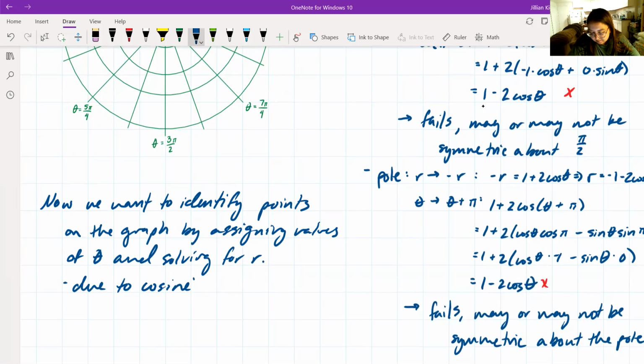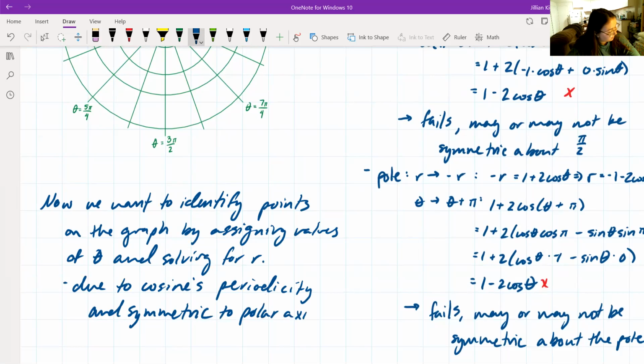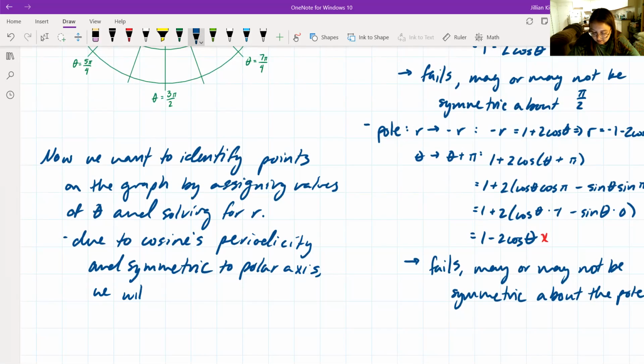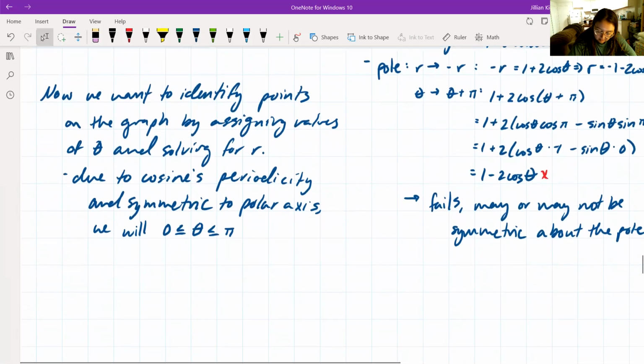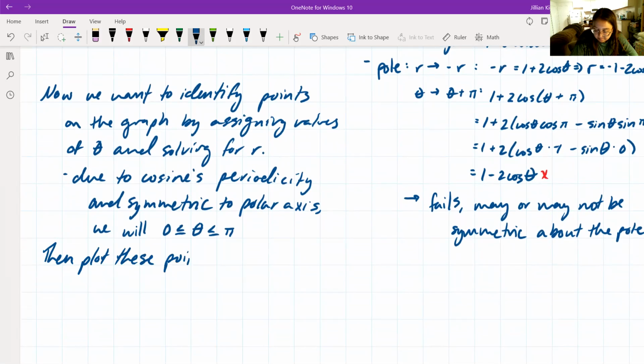So due to cosine's periodicity, and symmetry to the polar axis, we are just going to test theta between 0 and pi. So we're going to pick important points between 0 and pi that we're actually going to test, and then whatever points that we end up getting, we will then just reflect over the polar axis. So we then plot these points and reflect about the polar axis.